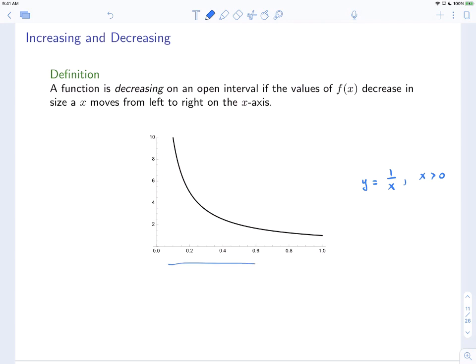So as x goes from left to right, so this is our x value, and this is our y value, then on the graph, we're moving downwards. We're moving downwards on the graph as x goes from left to right. So as x is increasing, y is getting smaller. So that means that our function is a decreasing function.